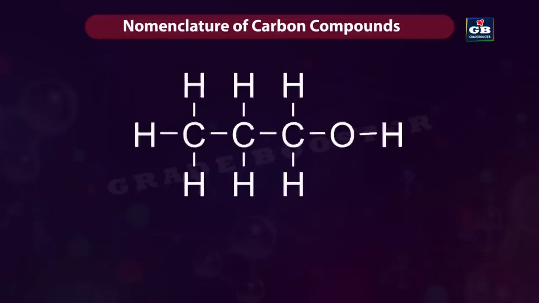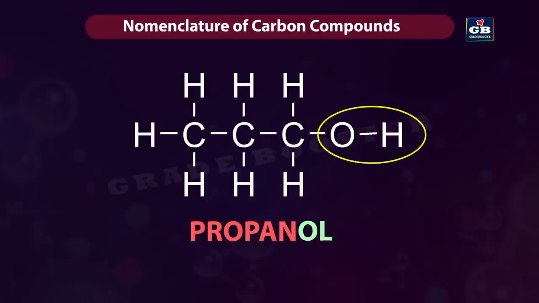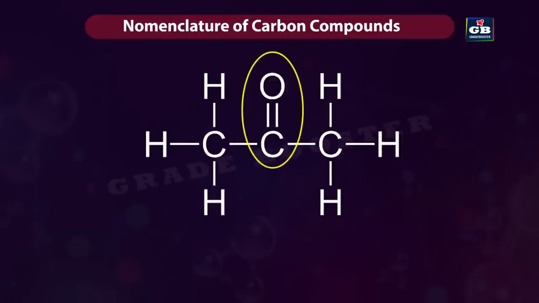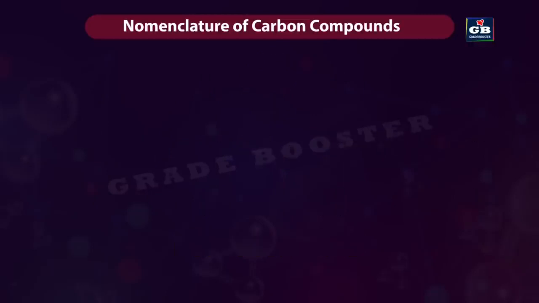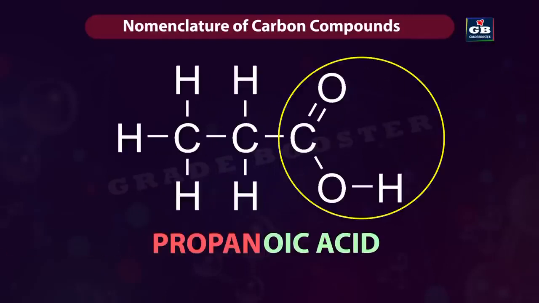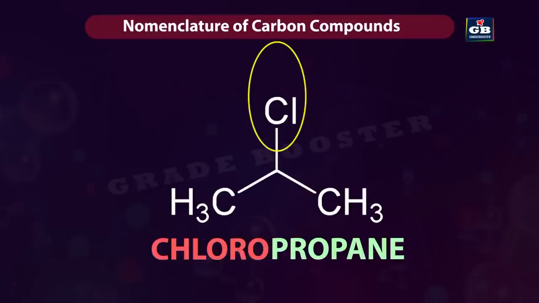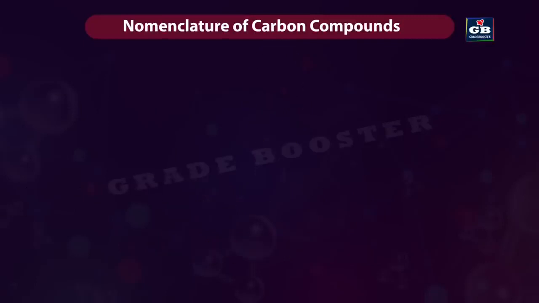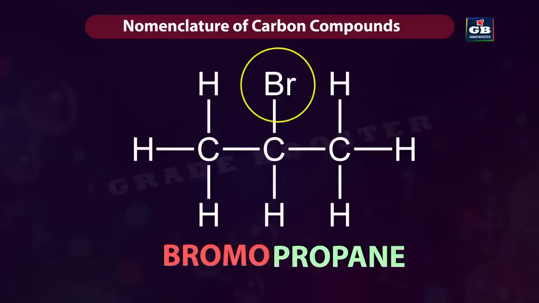If the hydrocarbon chain has a functional group, the suffix changes according to the functional group. If the functional group of a 3-carbon compound is alcohol, then the suffix becomes -ol, propanol. If the functional group is ketone, it becomes propanone. If the functional group is aldehyde, it becomes propanal. If the functional group is carboxylic acid, it becomes propanoic acid. If the functional group is chlorine, then it becomes chloropropane. If the functional group is bromine, it becomes bromopropane.